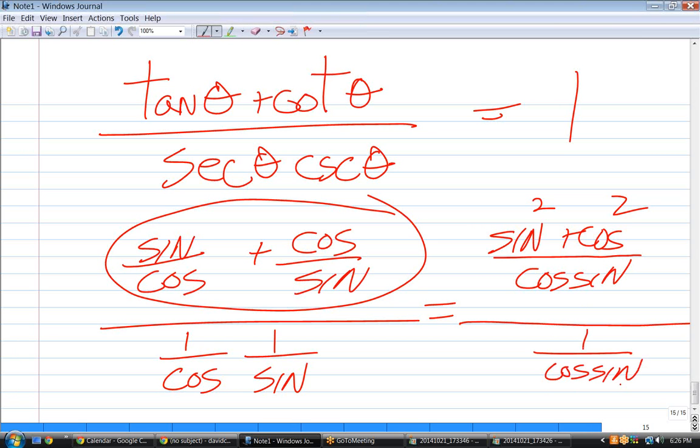Right? Okay. When you have a fraction divided by a fraction and the denominators are the same, if I flip that and multiply, it's the same as doing that. And that is the same as 1. So I really have 1 divided by 1, which is equal to 1, which is what we're trying to prove.